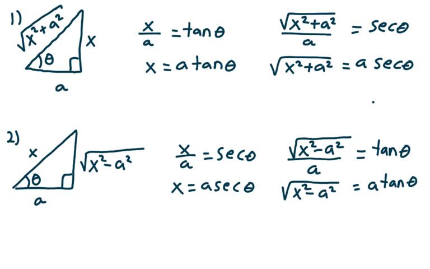X over a is secant theta. Multiplying both sides by a, we get x equals a times secant theta. And then the square root of x squared minus a squared divided by a is tangent theta. Multiplying both sides by a, we get the square root of x squared minus a squared is a times tangent theta.